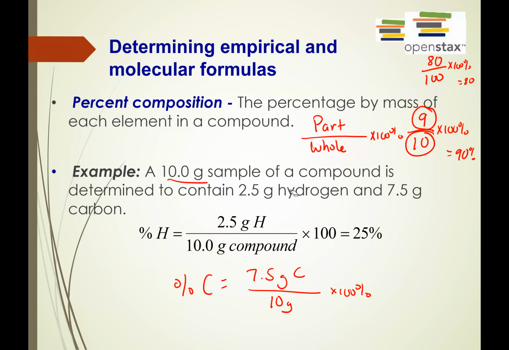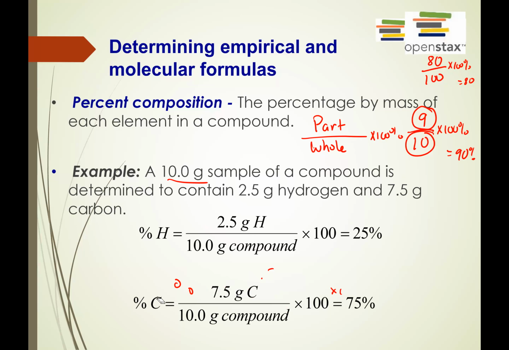Hydrogen is 25%. If this only contains hydrogen and carbon, what's the answer going to be for carbon down here? If hydrogen is 25%, how much carbon must we have? 75%. So you can always check your answer on these because they always add to 100%. Now, it might not be exactly 100.0. It might be like 99.8 or 100.5, but you can always see if your answers are right for percent compositions because everything always adds to 100. So this is percent composition, part over whole times 100.